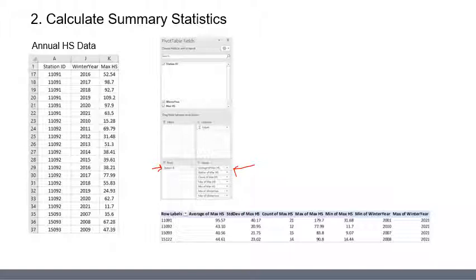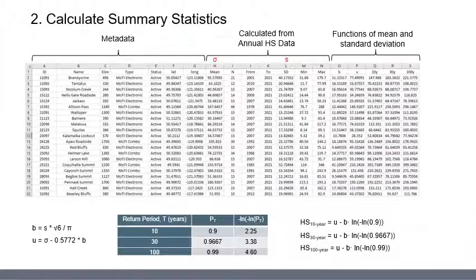Once you run this pivot table, you get the example here at the bottom where each station has an average, standard deviation, count, and so on. And this data can then be brought back into the station data table. This is what the station table looks like once it's complete.